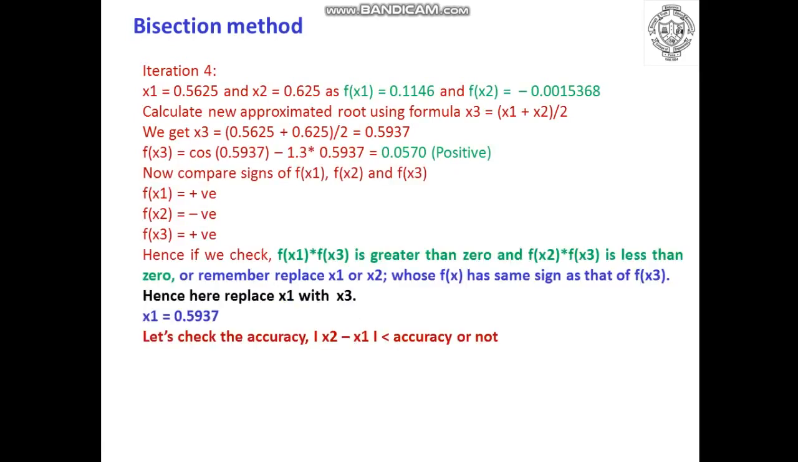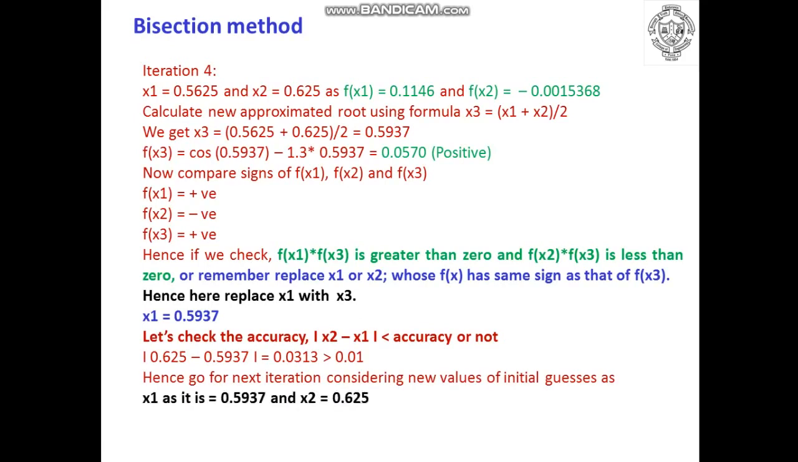0.5625 and x2 is equal to 0.625, because if you see the functions, the function of f of x1 is positive and the function of f of x2 is negative. So these two initial cases are correct, which we have validated in the previous iteration. So let us find the value of x3 as the new approximated root. So x3 is equal to 0.5937. Let us put this value again in the equation, cos 0.5937 minus 1.3 into 0.5937, the answer is 0.0570.